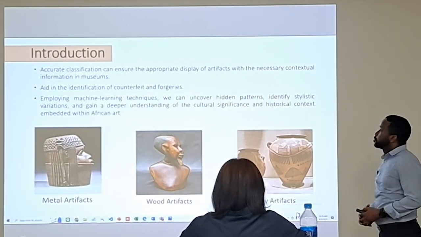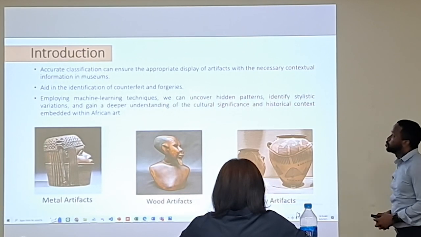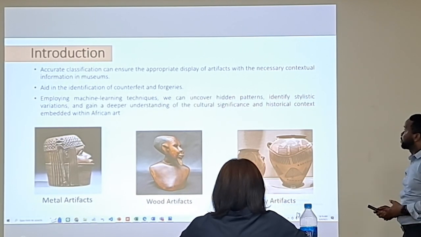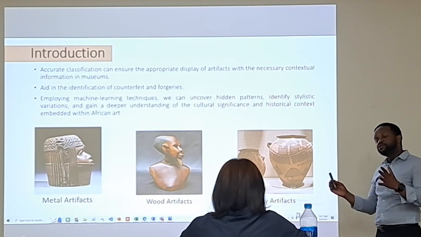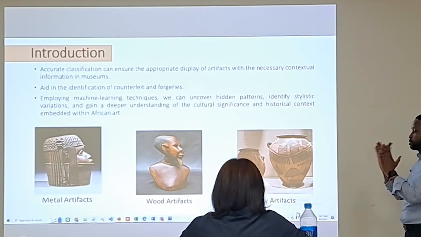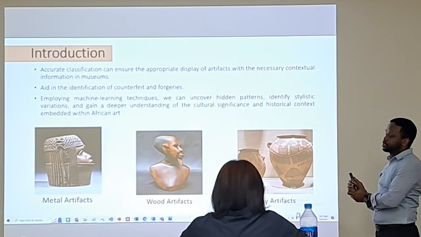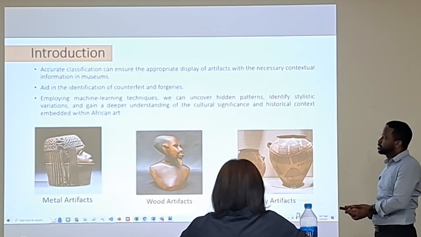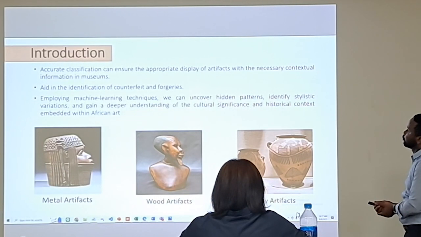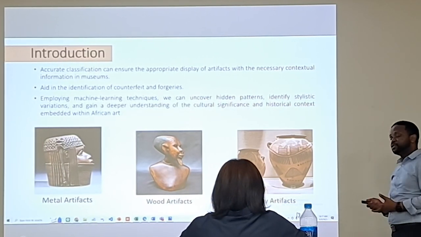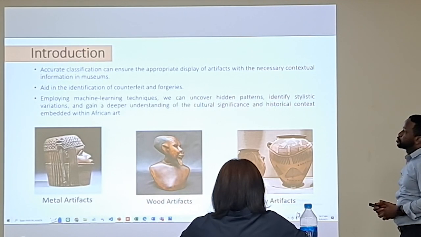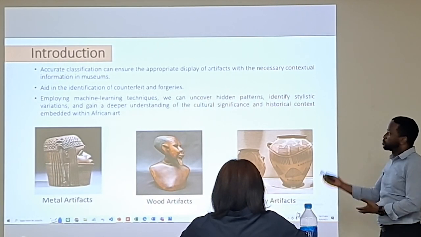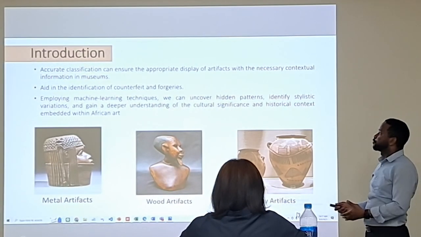And why I also wanted to do this study is because I wanted accurate classification that can ensure the appropriate display of artifacts with the necessary contextual information in the museum. So when people in the museum classify and display their artifacts, they have more information about where the artifact comes from, which location and everything, and it also aids the identification of counterfeits and forgeries, because there are a lot of forgeries nowadays in the artifacts. So these machine learning models will help to identify counterfeits and forgeries.